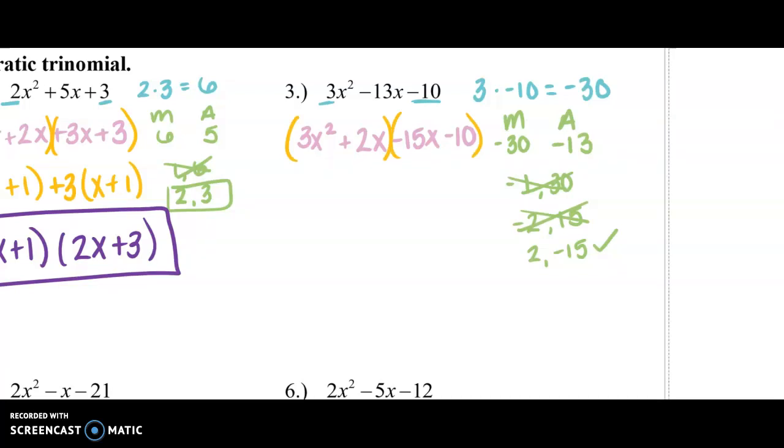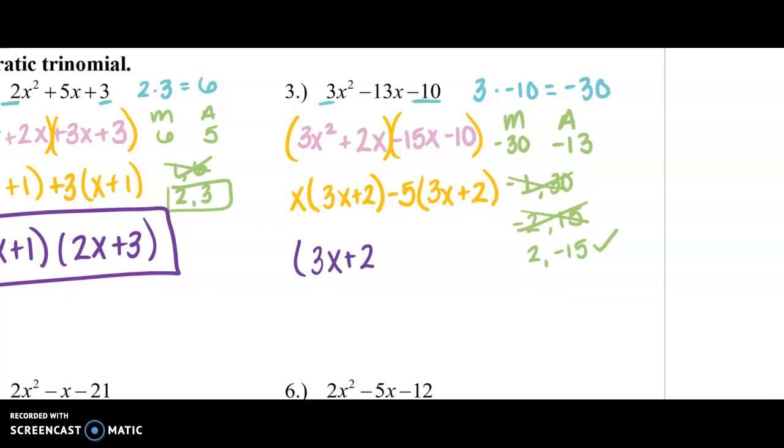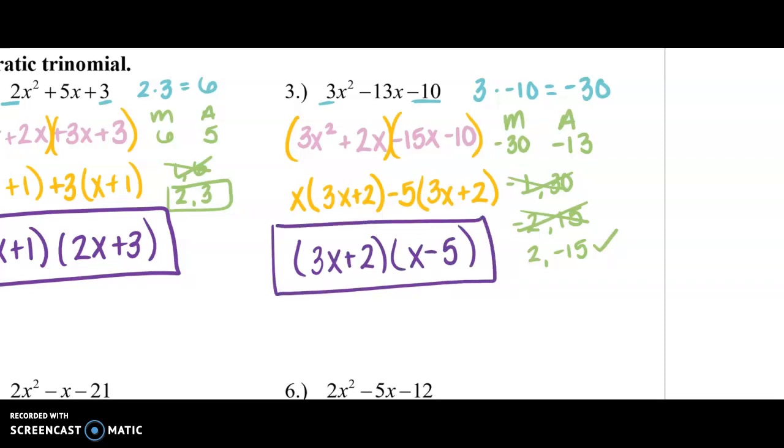So then I would have the first thing, I can just take out an x. So I would be left with 3x plus 2. Second set, I can take out a -5, and I would be left with 3x plus 2. So then I can go ahead, final step, 3x plus 2 times x minus 5. And that would be my final answer.